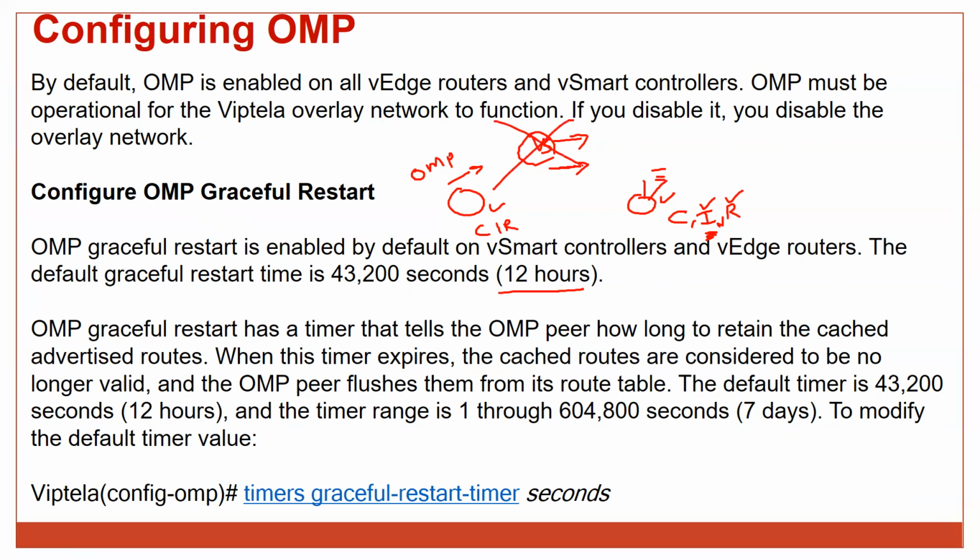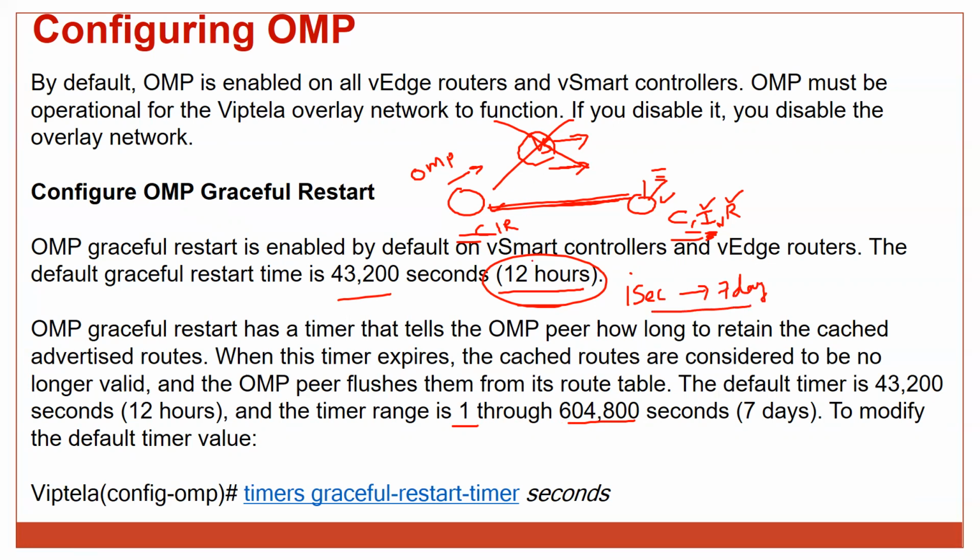Now suppose for any reason vSmart is gone. Still, whatever installed routes they have inside their memory or routing table, they will continue to forward their data according to that for the last 12 hours. Again, this is the default value, but as you can see here at the bottom, the range is 1 second to 7 days. So from 1 second to 7 days, you can tune the timer.